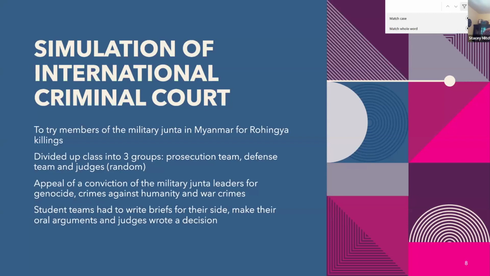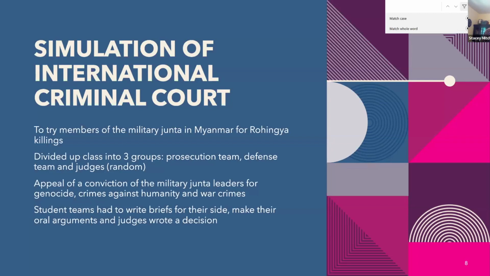And I picked these guys sort of randomly. They're divided into 3 groups. What we were going to do was, the project was to, let's just assume that the military leaders and Aung San Suu Kyi were convicted, right? And they're appealing their conviction in the ICC. So it was going to be the appeals process.